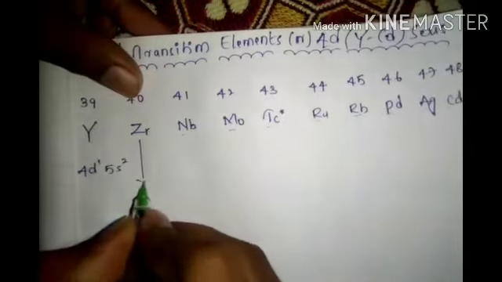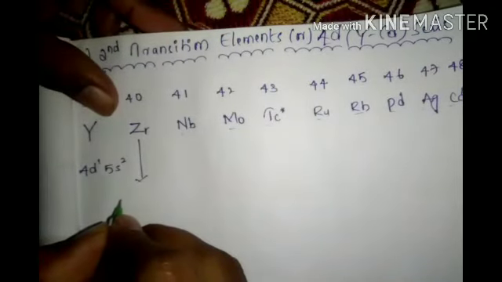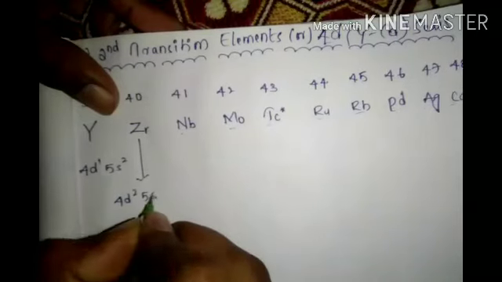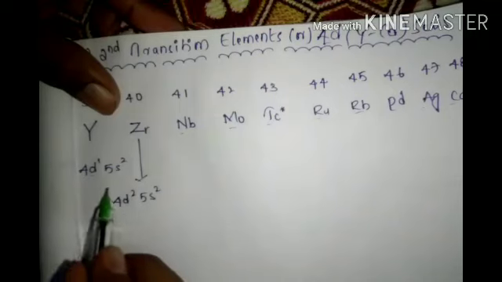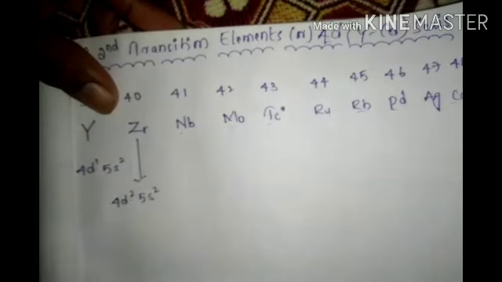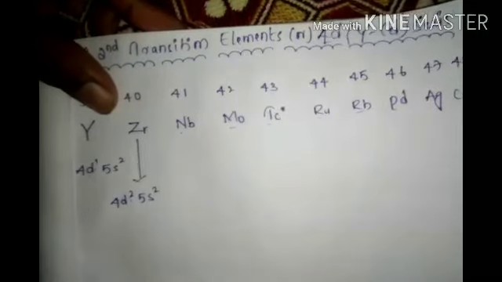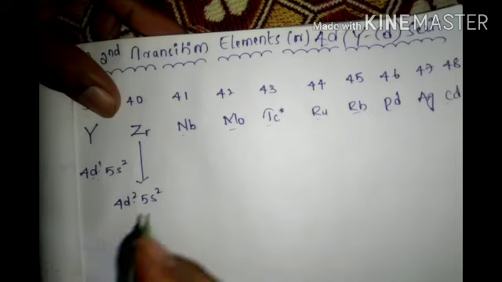Now let's take zirconium. It is 4d2 5s2. Yes, the d shell only increases, from one year to the next the d shell increases. As per the rule it is going on.